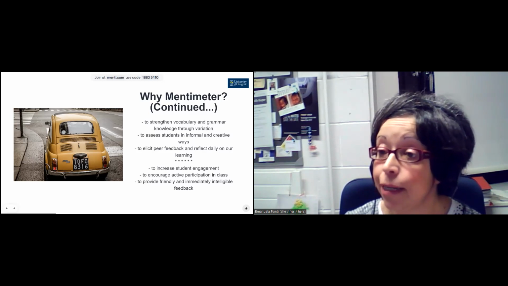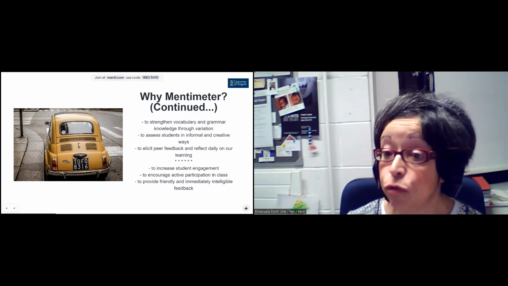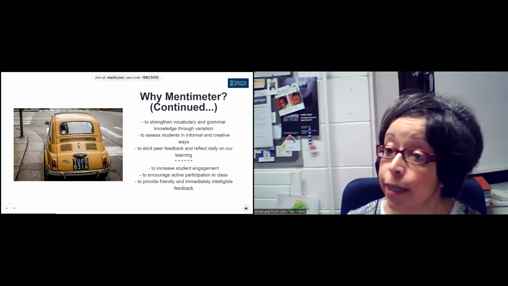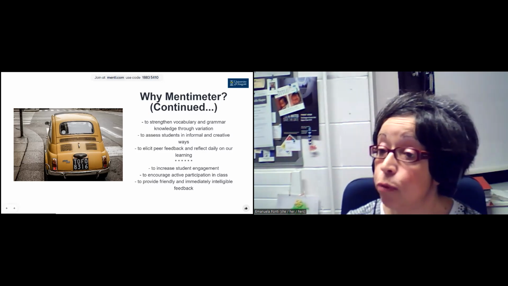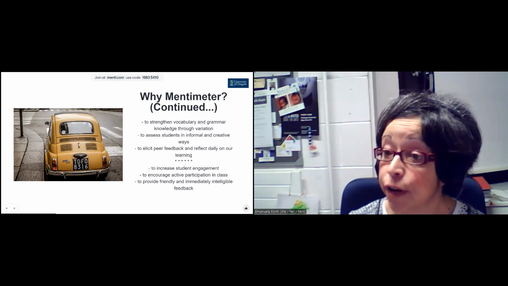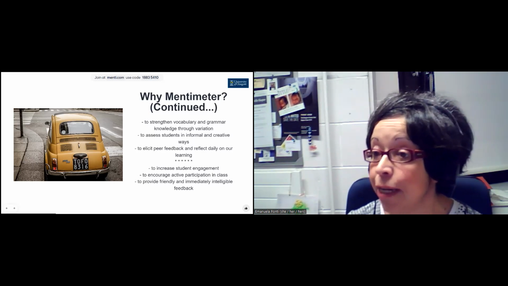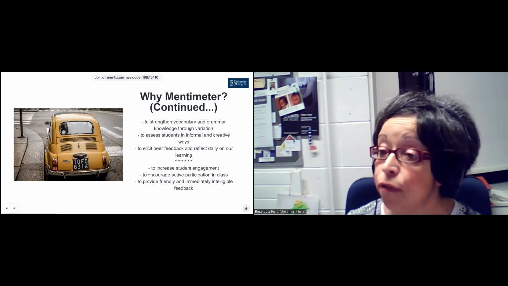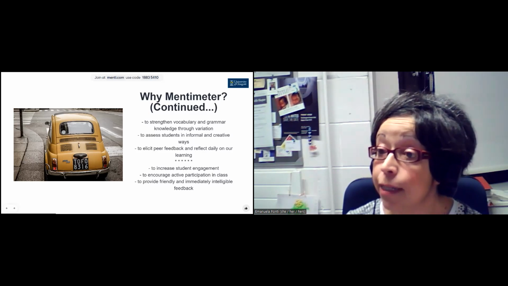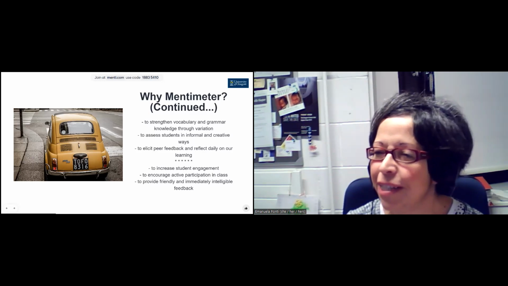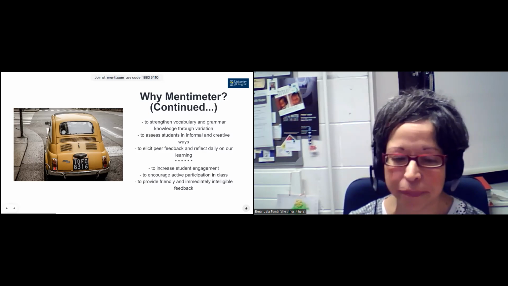Mentimeter, in my opinion, is really helpful to increase student engagement in class and to encourage active participation. We also used Mentimeter to provide feedback which was friendly, because it was provided by peers, by the students' classmates, and feedback which hopefully was immediately intelligible, in the sense that it was not too technical. It came from classmates, and so hopefully was easily understandable and useful.